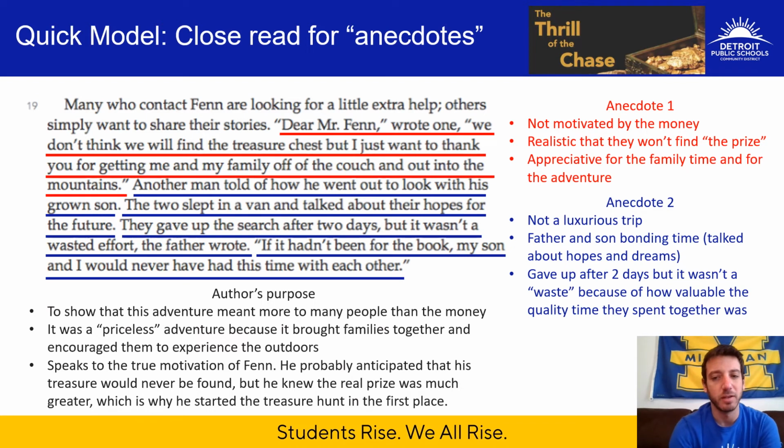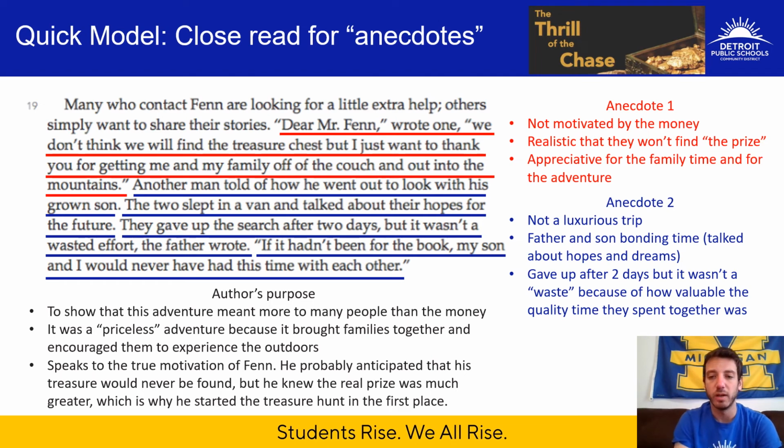And I was alluding to this earlier, but I think these were included here intentionally because it speaks to the true motivation of Fenn. He probably anticipated that his treasure would never be found, but he knew that the real prize was much greater, which is why he started the treasure hunt in the first place. So these anecdotes are really important because they're spoken from other people about what they gained from the treasure hunting experience. We could listen all day to what Fenn says his motivations were for starting the treasure hunt, and that would resonate with me and with some people, I'm sure, and you as a reader as well.